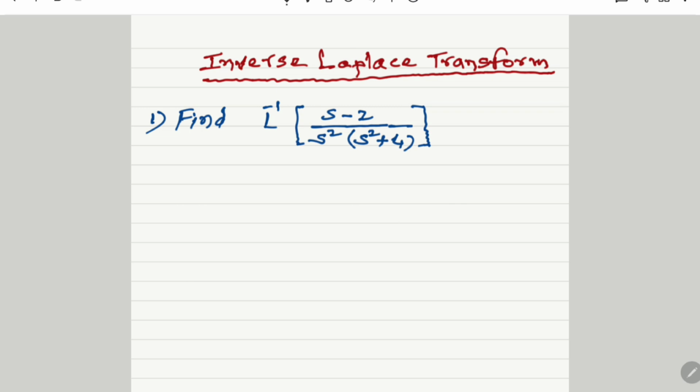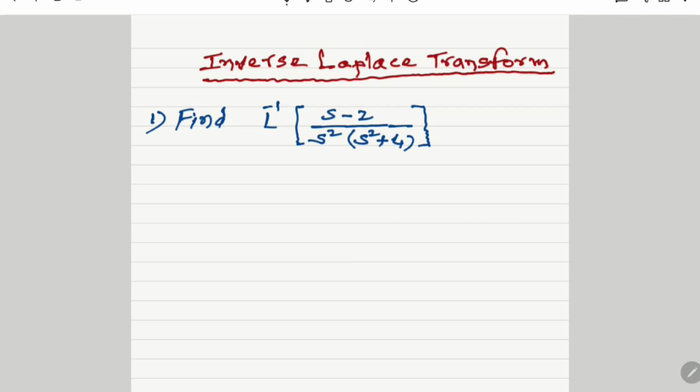Let us find the inverse Laplace of (s minus 2) divided by s square into (s square plus 4). If you observe the terms in the denominator, there are two factors. The first one is s square, a repeated factor, and the second one is s square plus 4, a quadratic factor.